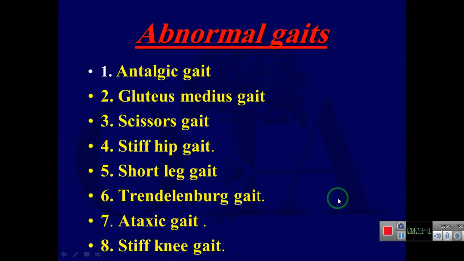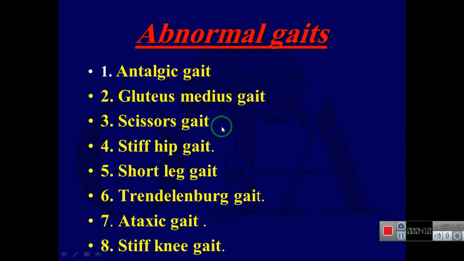There are certain abnormal gaits. Number 1, antalgic gait, in which the duration of the stance phase decreases due to any painful lesion in the hip, in the knee, or in the foot. Number 2, gluteus medius gait, which is a lurch of the body toward the affected side during every stance phase due to paralysis of the gluteus medius.